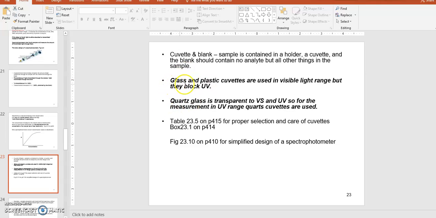Glass and plastic cuvettes are good if we are going to use the visible light range for absorbance. But they are not good if we are measuring absorbance in the UV light range. So don't use a plastic cuvette for UV light absorbance. For example, in a DNA or RNA analysis, you're going to use UV light, so you cannot use a plastic cuvette. Plastic cuvettes are only good for visible light. Glass cuvettes are good for both visible and UV. Quartz cuvettes are also good for both.